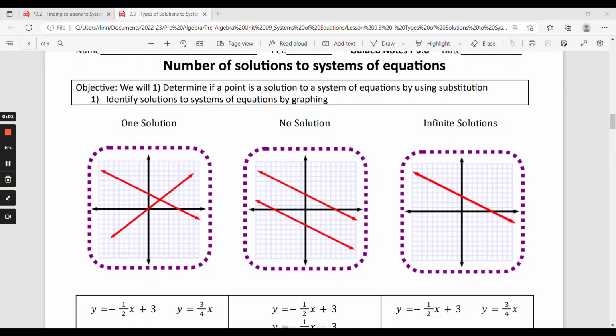All right, today we're going to look at the number of solutions to systems of equations. Just like when we're solving an equation, there are instances where we might have a different number of solutions. We could potentially have one solution, we could have no solution, and we could have infinite solutions. So let's take a look and see how each one of those scenarios might happen.